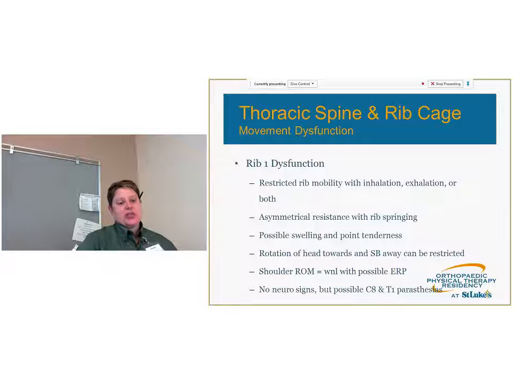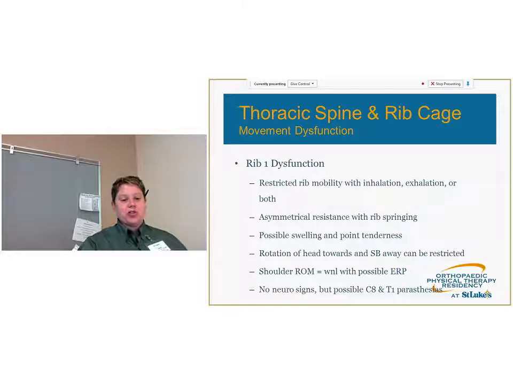With rib 1 dysfunctions, there'll be restricted rib mobility with inhalation, exhalation, or both. Asymmetrical rib springing, possible swelling and point tenderness. I would say more so the point tenderness. And rotation of the head towards and side bending away would be restricted. Essentially, you have them rotate all the way to the side, and then you have them try to bring their ear down towards their chest. So that would be restricted there, and that would be assessing this side here.